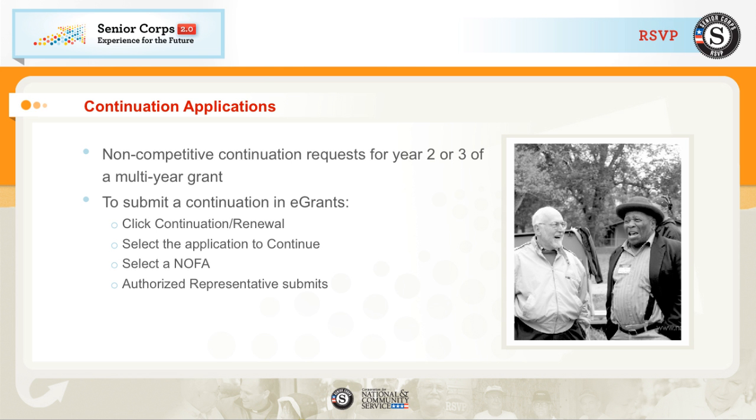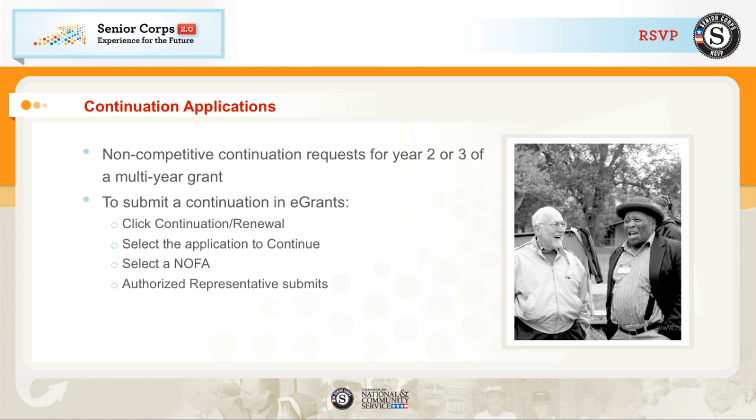From your eGrants homepage, click Continuation Renewal. A list of applications for your organization will be displayed. Click Continue next to the application that you plan to update and submit for your continuation. Be sure to select the correct application. Next, you will see a list of NOFA options. Your CNCS state office will provide you with the appropriate NOFA to select.